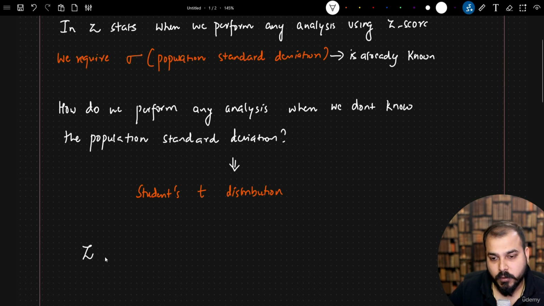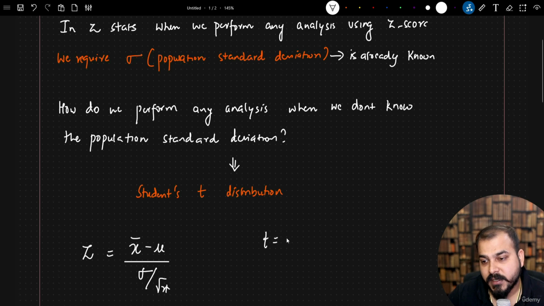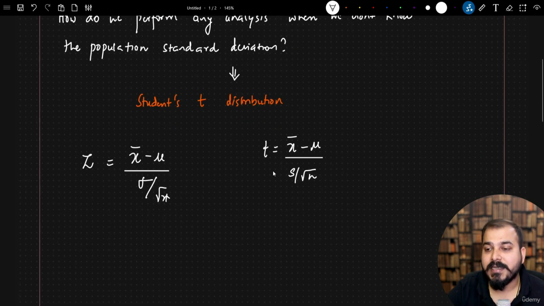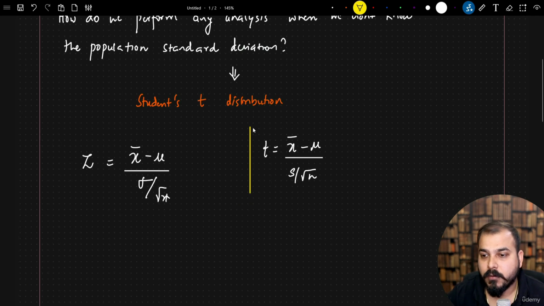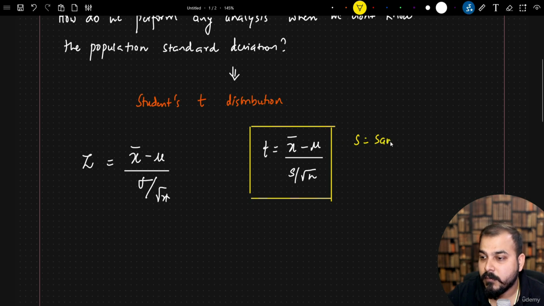Initially, using the z-score, my formula was x bar minus mu divided by standard deviation by root n. But based on the t distribution, my formula will look like this: x bar minus mu divided by sample standard deviation divided by root n. Over here we don't have the population standard deviation, and this s is nothing but the sample standard deviation. This is the formula we will use with t-stats.